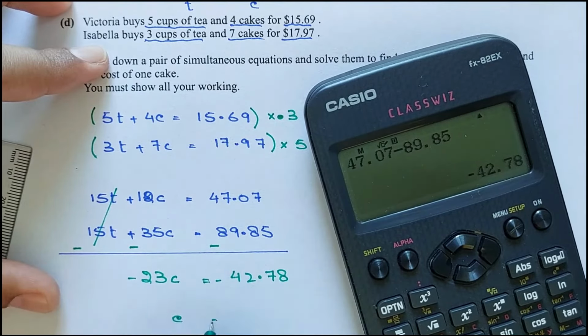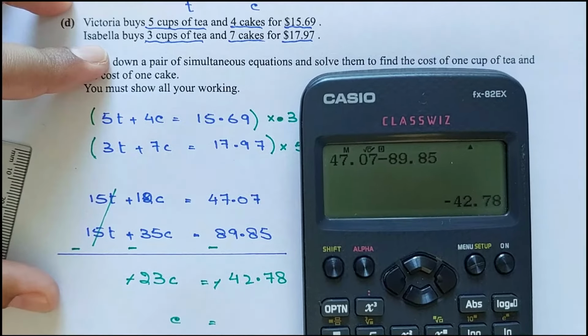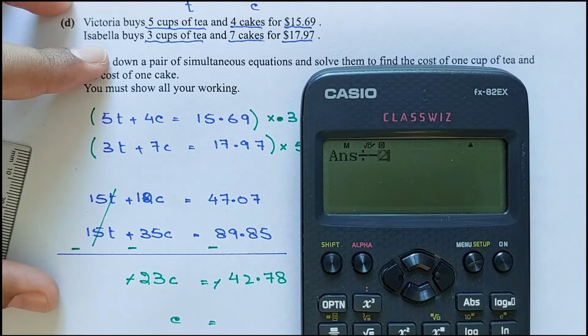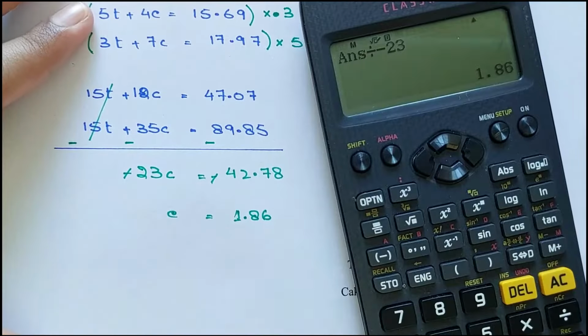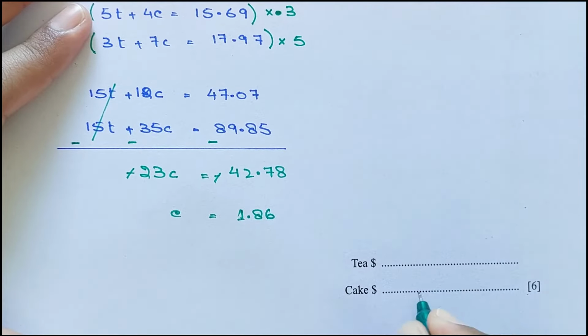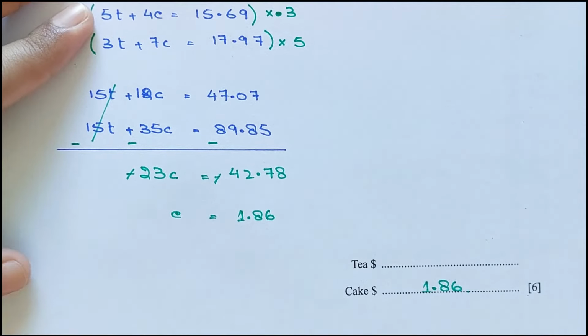And what is C? You can cancel the negative signs. This is divided by 23, 1.86. This is the cost of one cake, $1.86. Now let me find the cost of T.